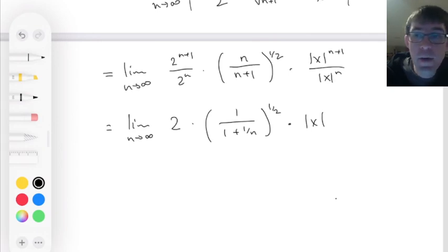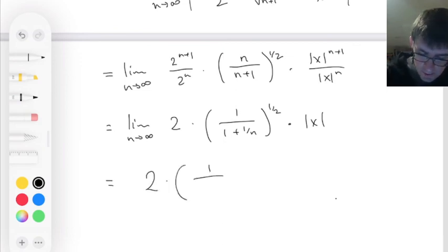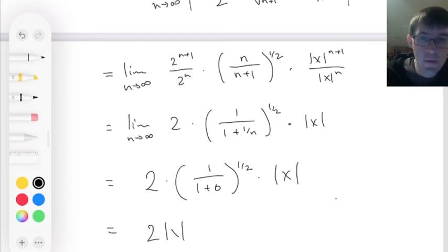And then finally, taking the limit, that fraction right in the middle becomes 1, and everything else just stays like it is because there are no n's anywhere else. So when I do the limit, it's just going to be 2 times, if I want to write it out, it's like that, right? 2 absolute value x is the limit.